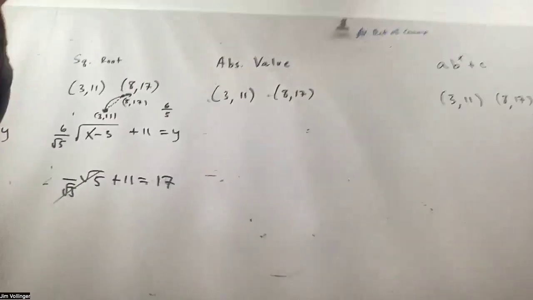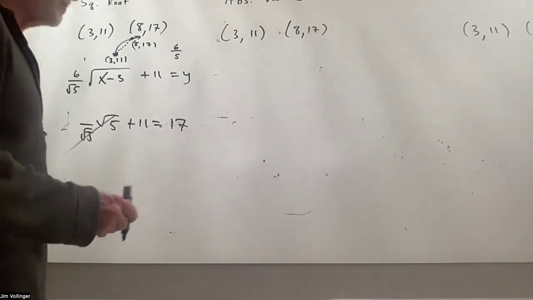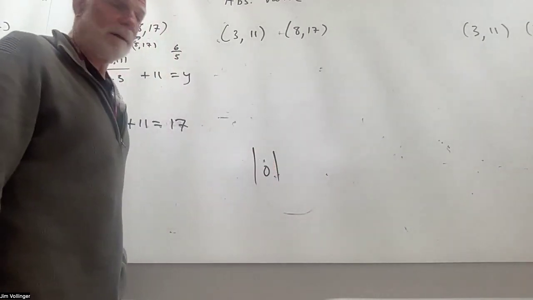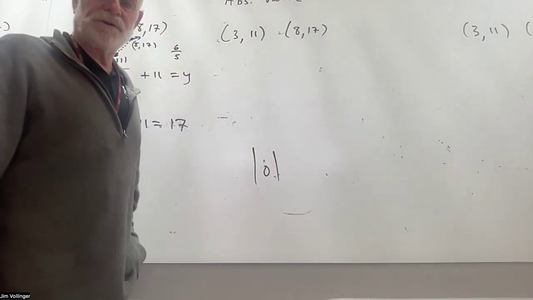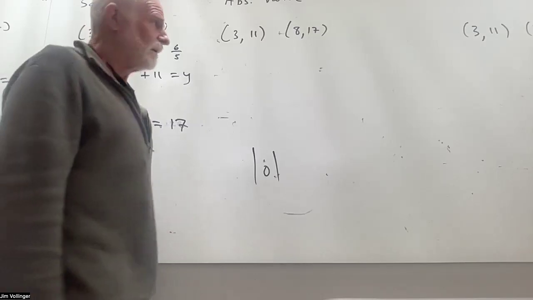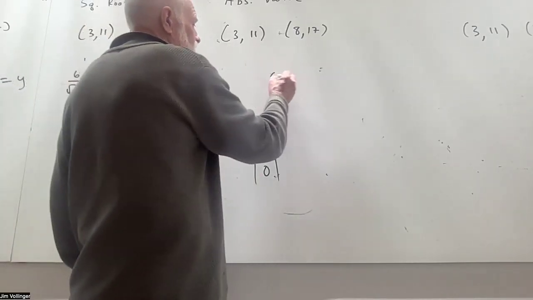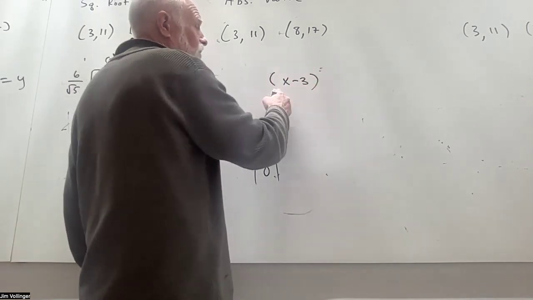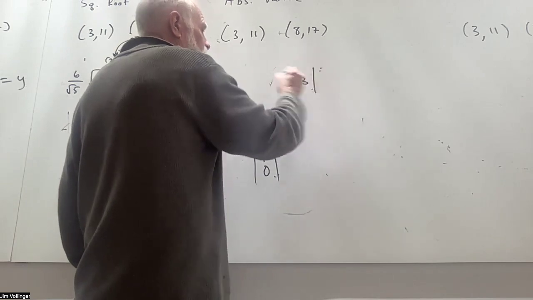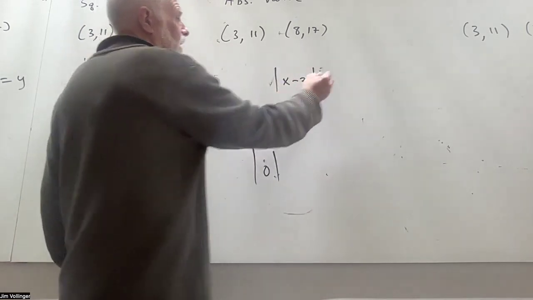Absolute value. Absolute value measures distance, and I think the smallest distance you can travel from 0 on a number line is to stay put at zero. Don't travel at all. So I've got to make the 3 equal to a 0, so I guess it's x minus 3. I don't need parentheses because an absolute value is parenthetical in nature. And I've got to get an 11.